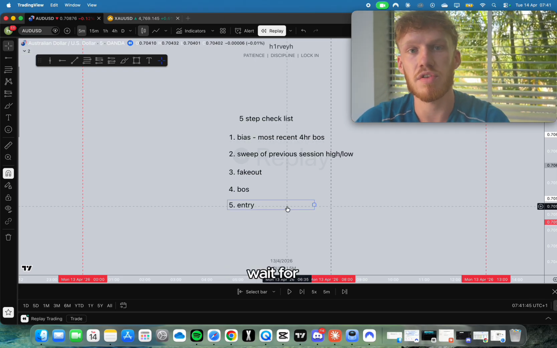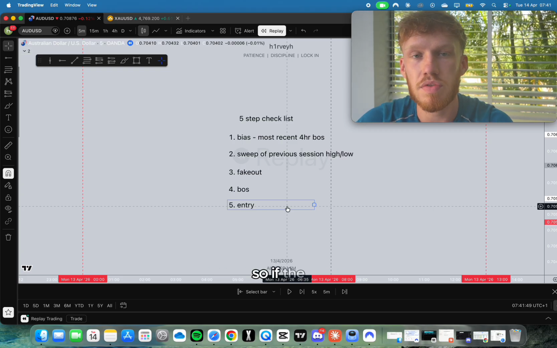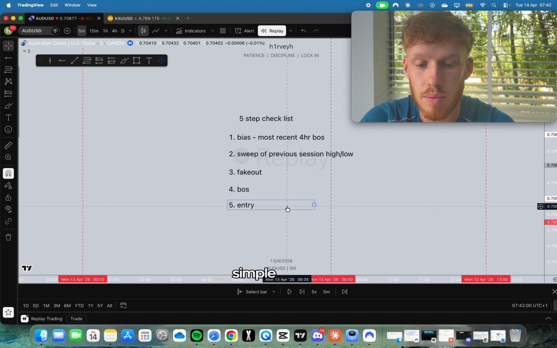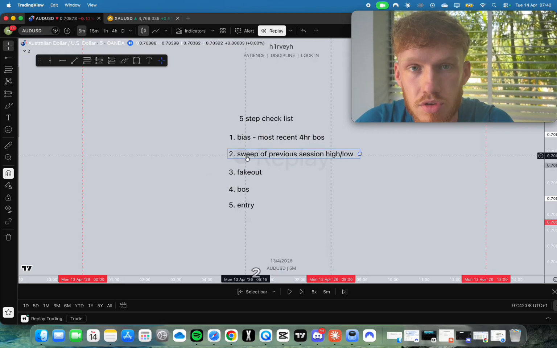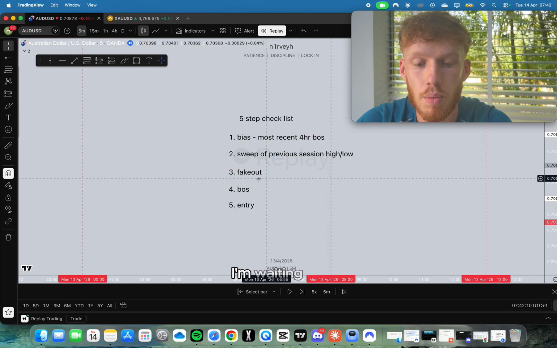Step 2, we wait for a sweep of a previous session level. So if on the 4-hour chart our most recent break of structure is bearish, we'd be marking out previous session highs. And if the 4-hour is bullish, we'd be marking out previous session lows. Simple as that. We mark them out, and then we wait for them to get swept. So that's step 2.